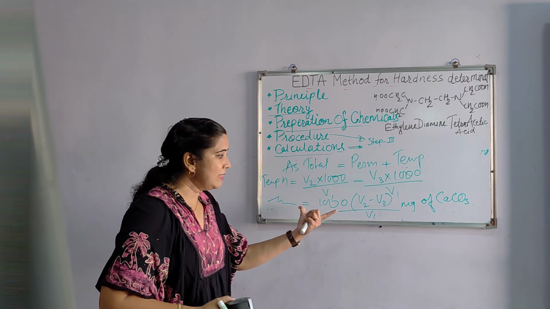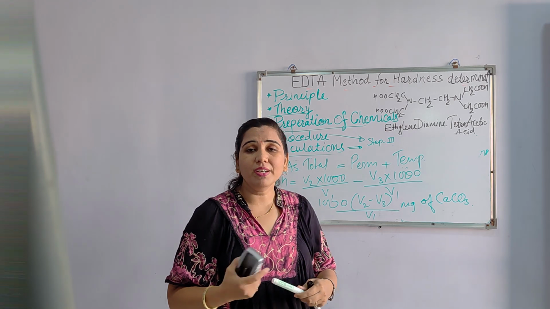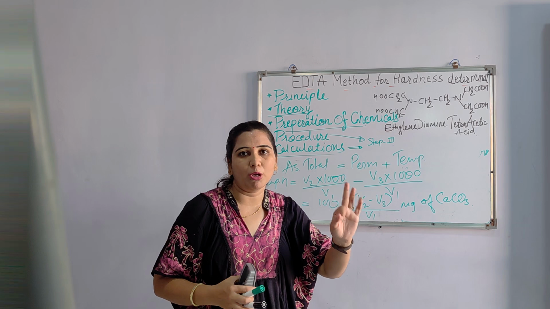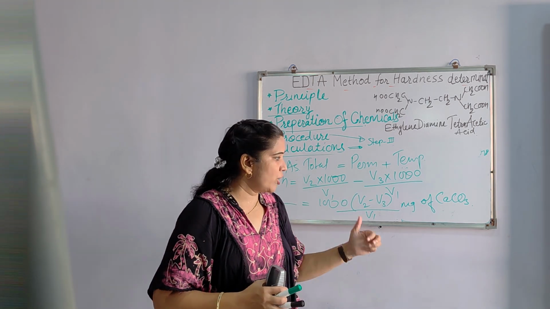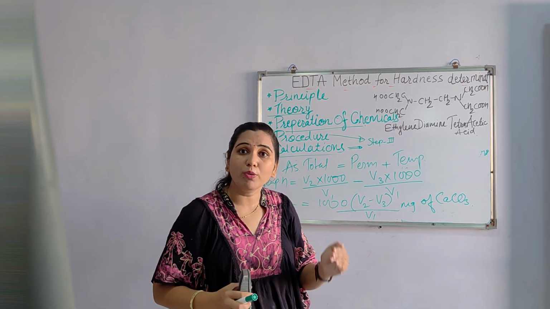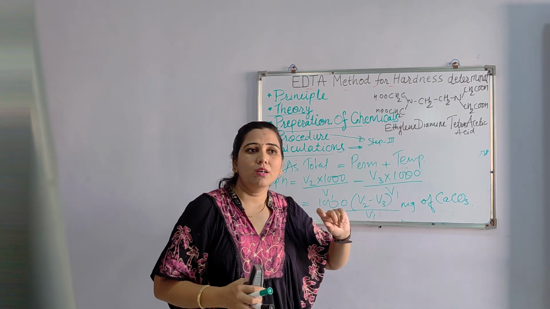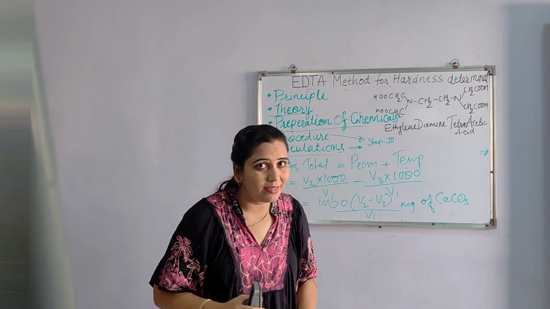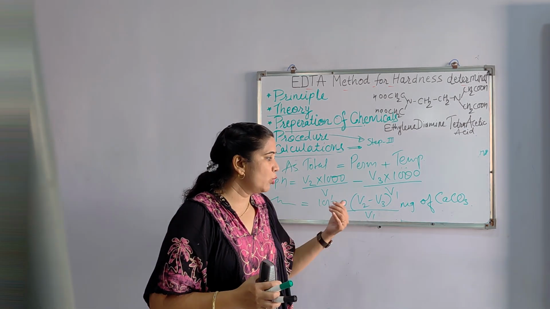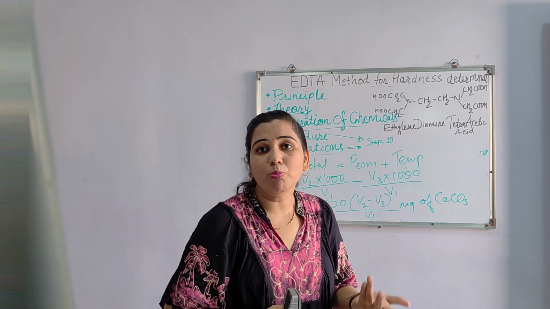Okay, so after this last equation, you have to mention what V1, V2 and V3 are. So what is V1? It is the volume of EDTA which is required to neutralize 50 ml of standard hard water sample. V2 is the volume of EDTA which is required to neutralize the unknown hard water sample, and V3 is the volume which is required to neutralize the boiled hard water sample.